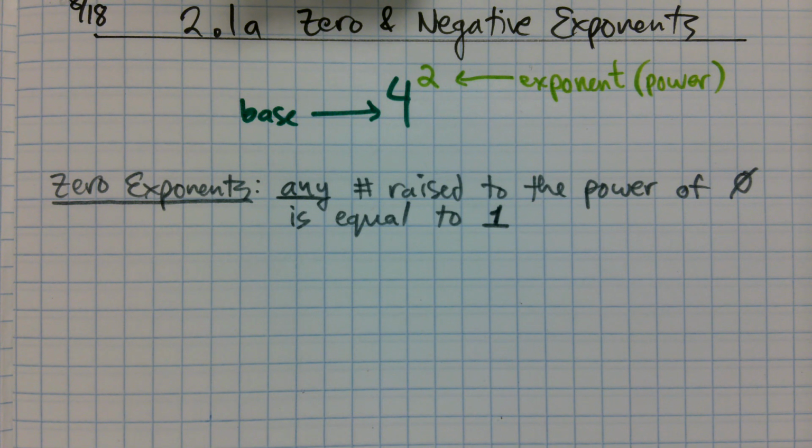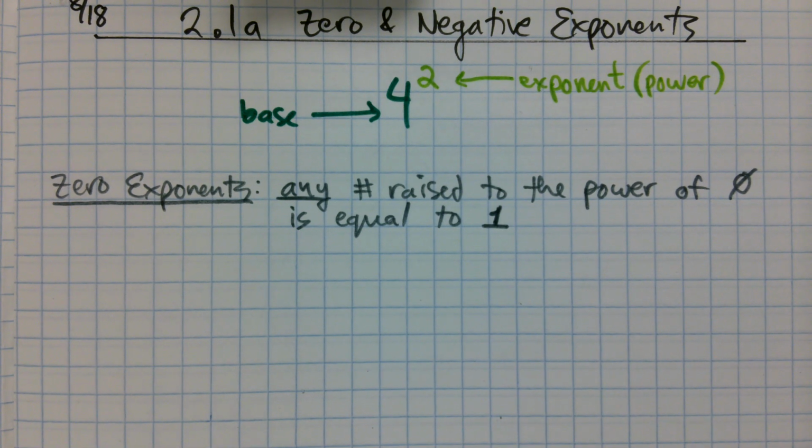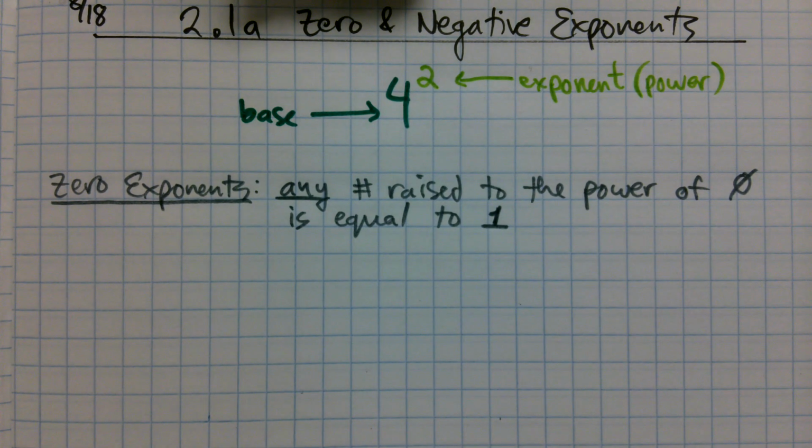Can I get a volunteer to read out this 0 exponent definition? Let's go Osase. Go for it, sir. Any number raised to the power of 0 is equal to 1. Beautiful, thank you, sir. Any number raised to the power of 0 is equal to 1. All right? Any number at all.